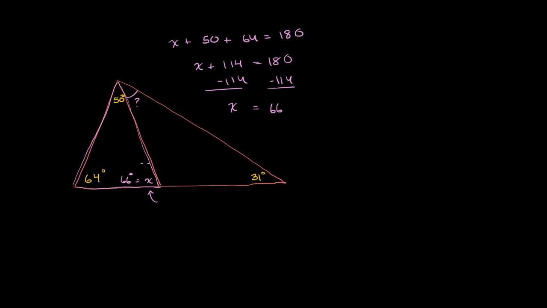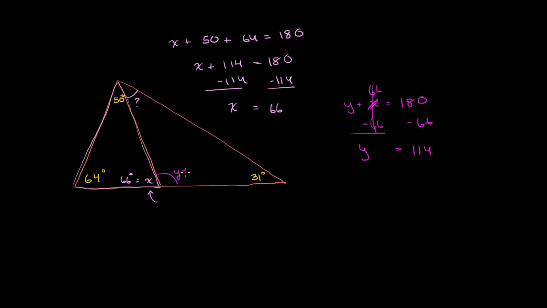Well, if we know the measure of this angle right over here is 66 degrees, we know that that angle is supplementary with this angle right over here. Their outer sides form a straight angle, and they are adjacent. So if we call this angle right over here y, we know that y plus x is going to be equal to 180 degrees. And we know x is equal to 66 degrees. So we can subtract 66 from both sides, and we get y is equal to 180 minus 66, which is 114.